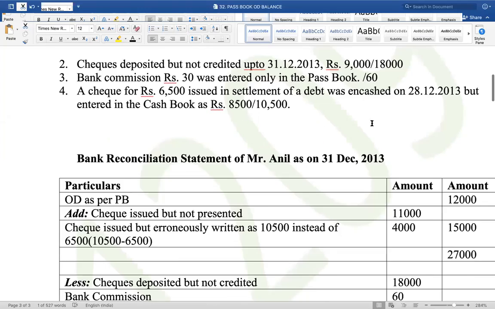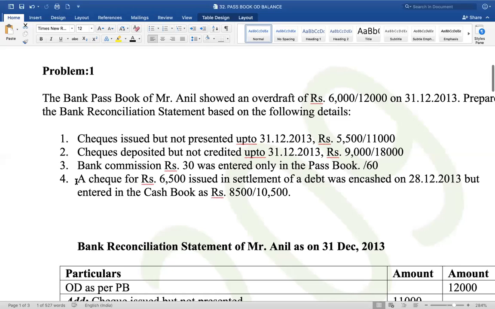And next is the fourth one. A check for 6,500 issued in settlement of debt. All this is spice, settlement of debt and cash, all this stuff we don't want. A check of 6,500 issued, but entered in the cash book as 8,500. This is only the crux of the sentence. The rest is masala, spice.